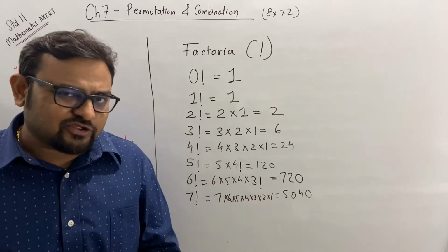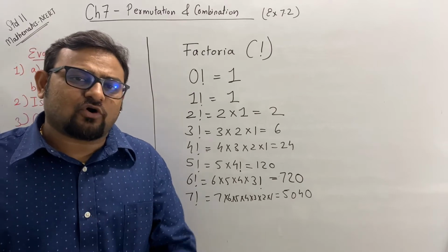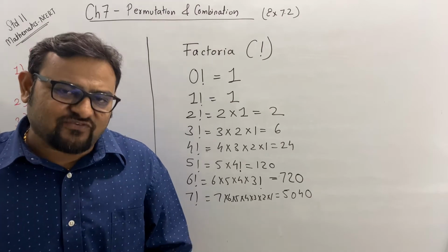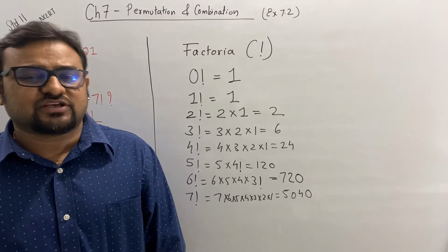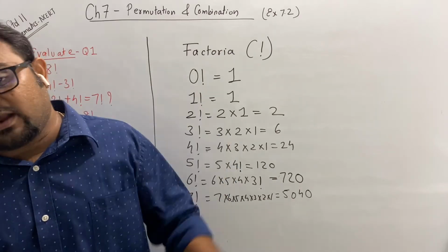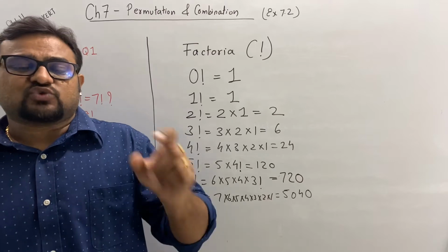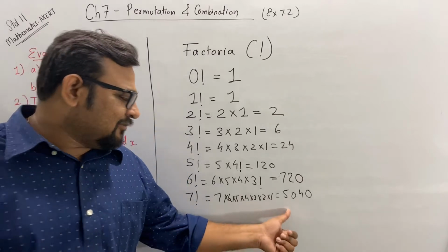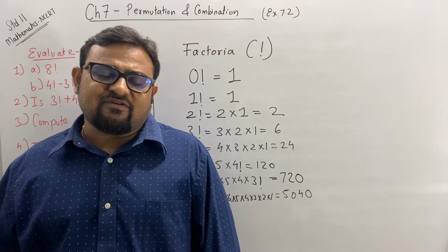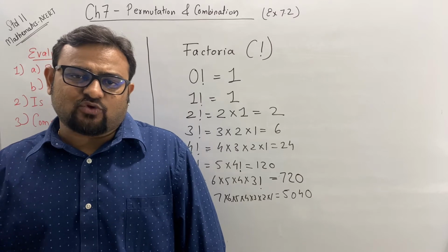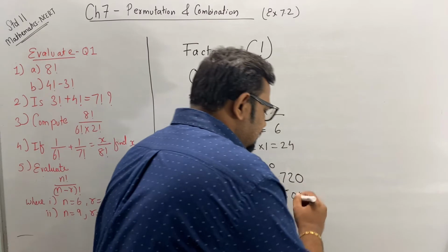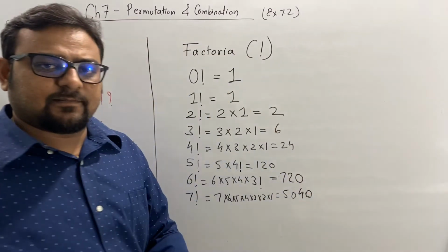Of course, you are going to use a calculator, but suppose there is 11 factorial. If you are using a calculator and typing 11 into 10 into 9 into 8 till 1, it will take time. So instead of that, if you have memorized 7 factorial, it's 5040, then 11 into 10 into 9 into 8 into 5040. You will get your answer in short.